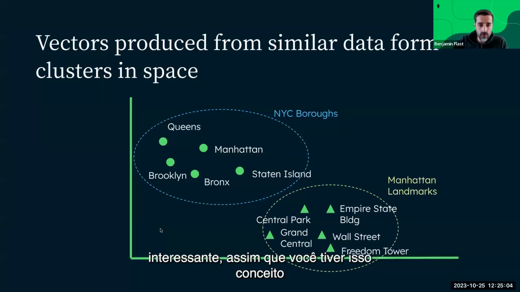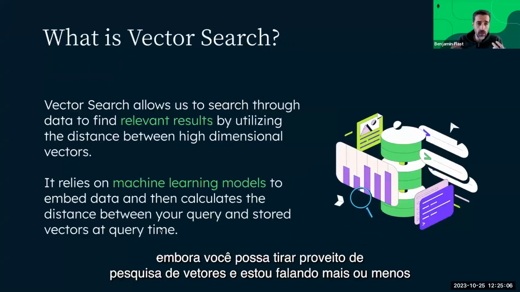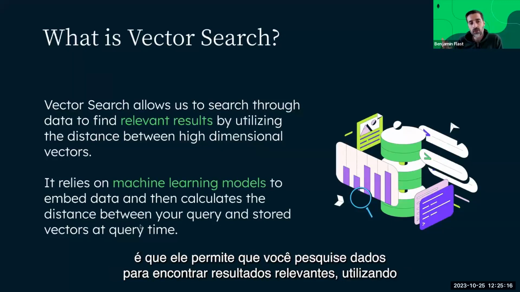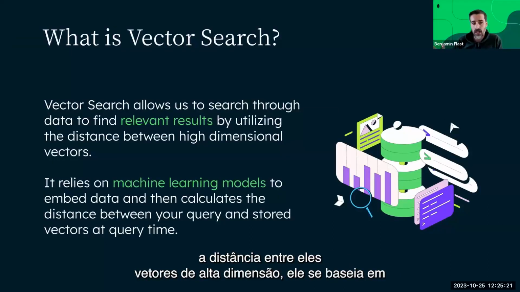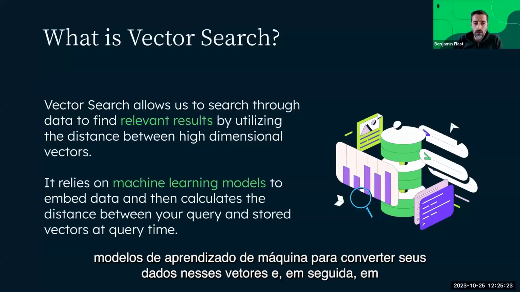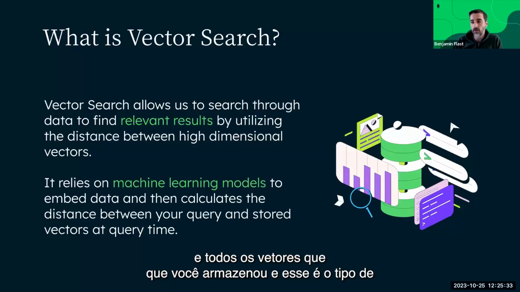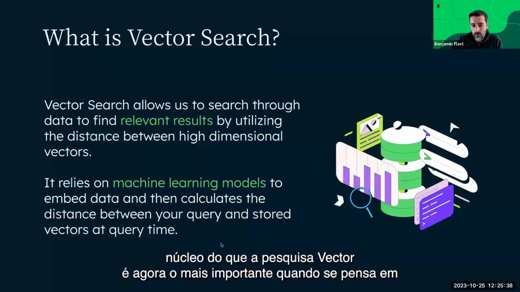So once you have this concept, you can then take advantage of vector search. And I'm speaking of the generic capability, vector search. What vector search allows you to do is search through data to find relevant results by utilizing the distance between these high dimensional vectors. It relies on machine learning models to convert your data into these vectors. And then at query time, it calculates the distance between the vector for the thing you're looking for and all of the vectors that you've stored. And that's the core of what vector search is.